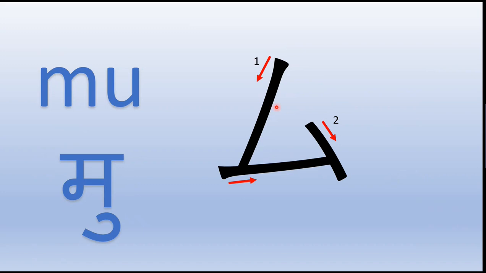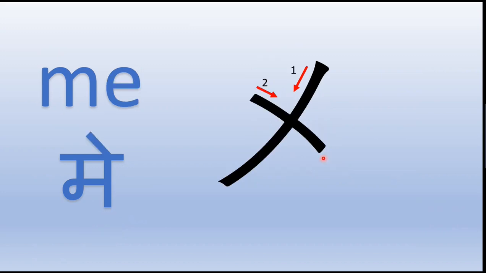Next is mu. It should be written in two strokes. The first stroke is this slanted line with a steep slope moving from right to left, and in continuation we have to bring it to here, and then we have the second stroke like this. Although it looks like there should be three strokes, actually there are just two strokes in writing mu. This is mu.